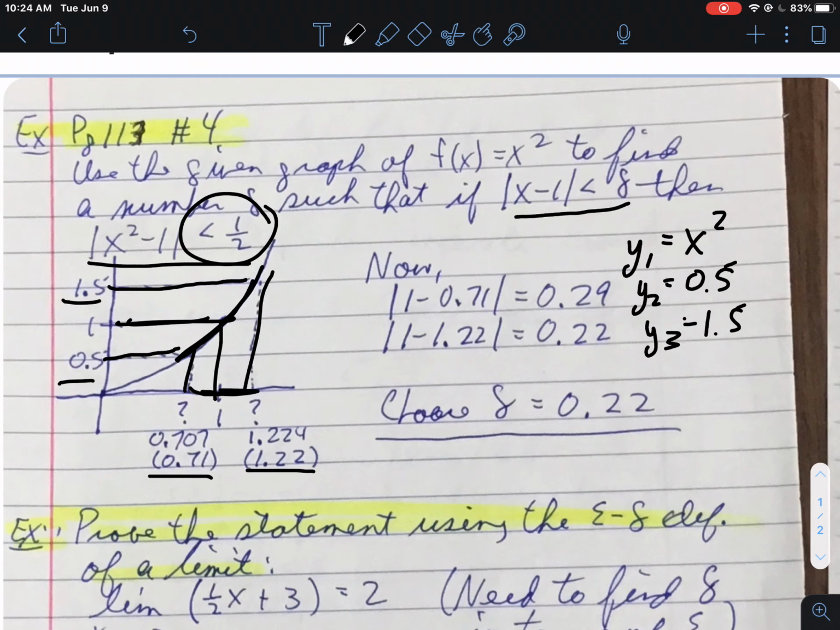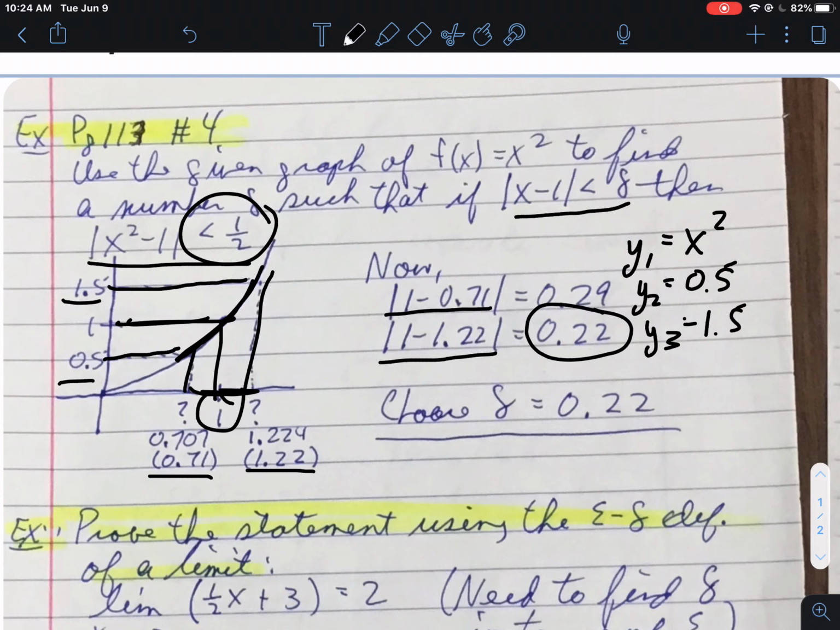So then we've got our distance on the left, the distance between our a value, which is 1. It's always tricky when your a and your L are the same. But this is our a value. The distance between 1 and 0.71 is 0.29. On the right side, the distance between 1 and 1.22 is 0.22. And so as before, we take delta to be the smaller of the two. So choose delta to be 0.22.